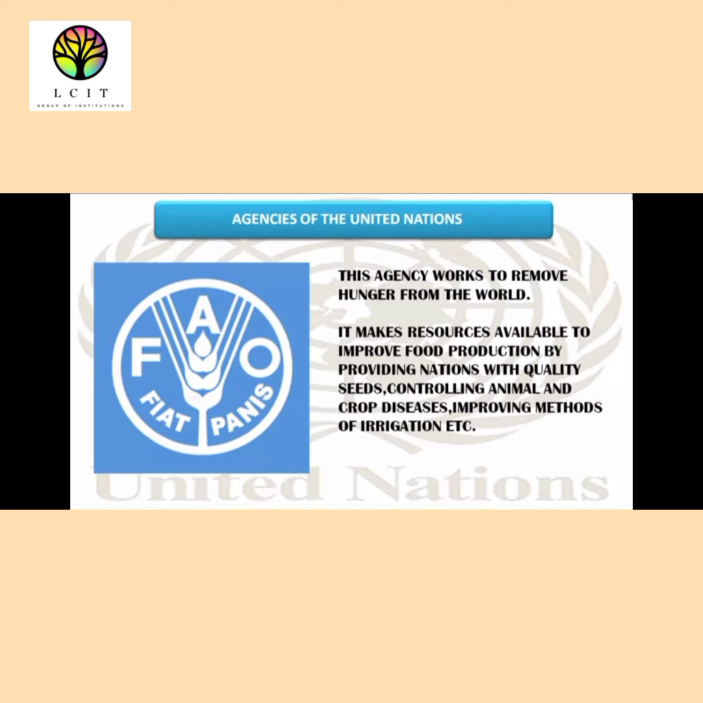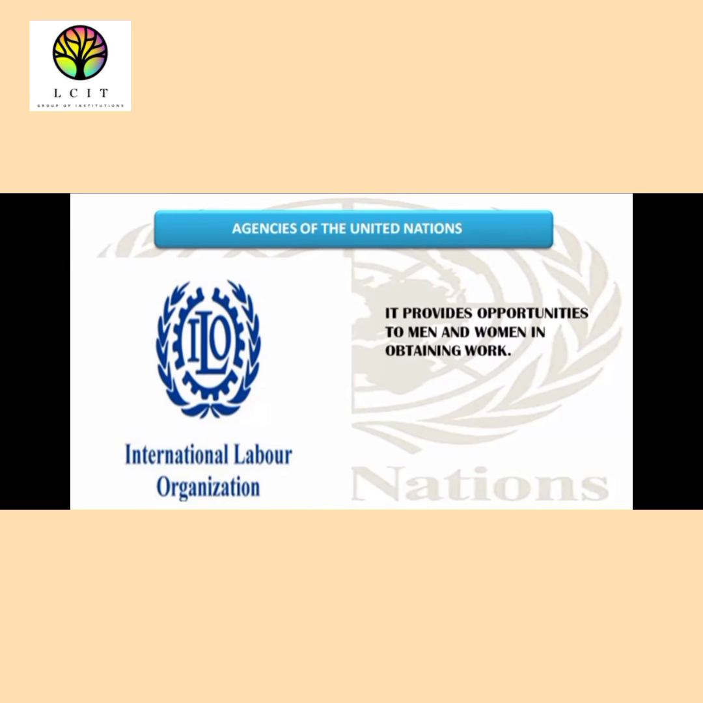The next agency is Food and Agriculture Organization. This agency works to remove hunger from the world. It makes resources available to improve food production by providing nations with quality seeds, controlling animal and crop diseases, improving methods of irrigation, etc. Another agency is the ILO, that is International Labour Organization.